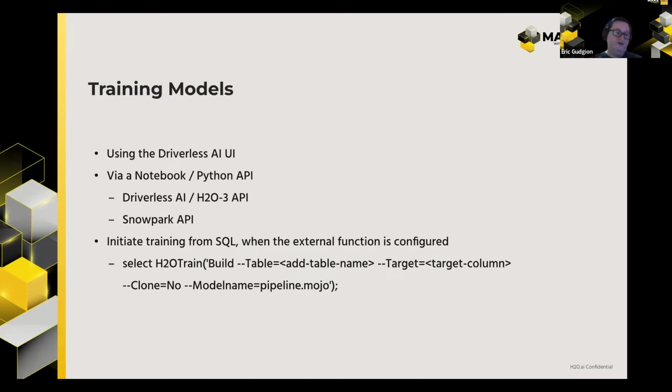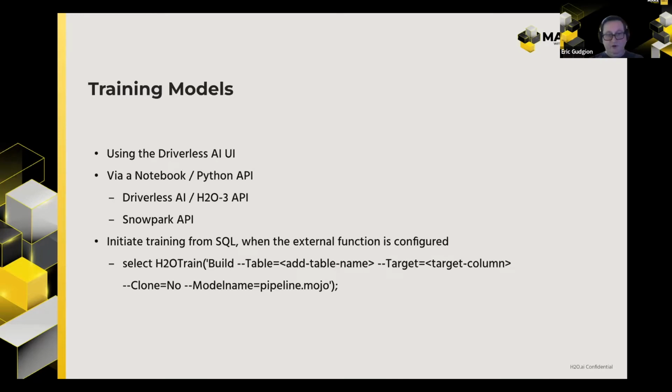The other thing that you can actually do, if you're using the Snowflake external function integration, is you can actually initiate training from a select statement. And so you see a select statement there as an example where we basically issue a select with a function called H2O train.